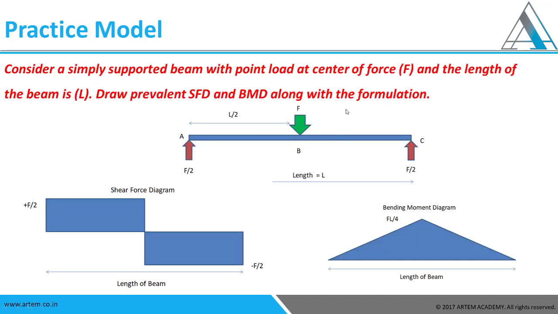If we come at this section, we can see that there is one RC at some distance of L, and it is trying to rotate it this way. It is trying to rotate in the anti-clockwise direction. That is how sagging happens.